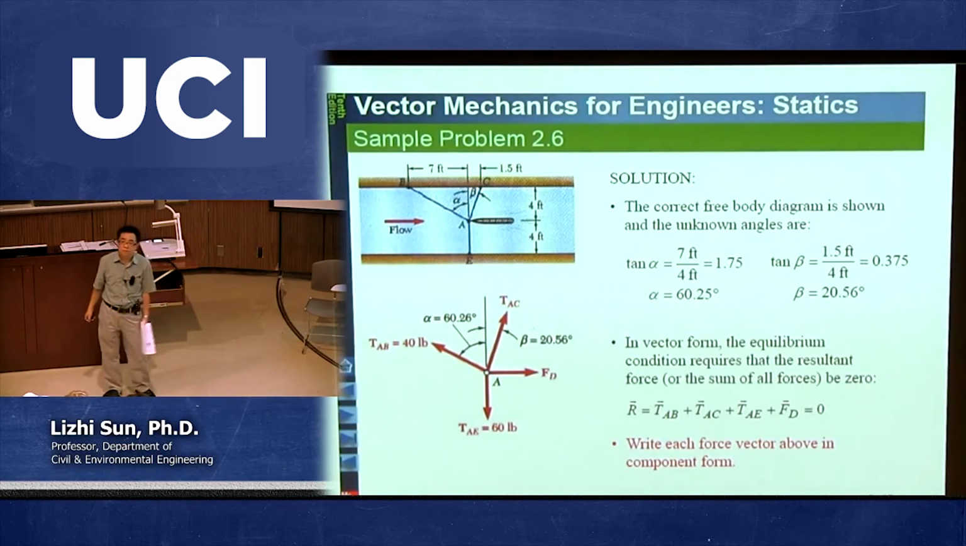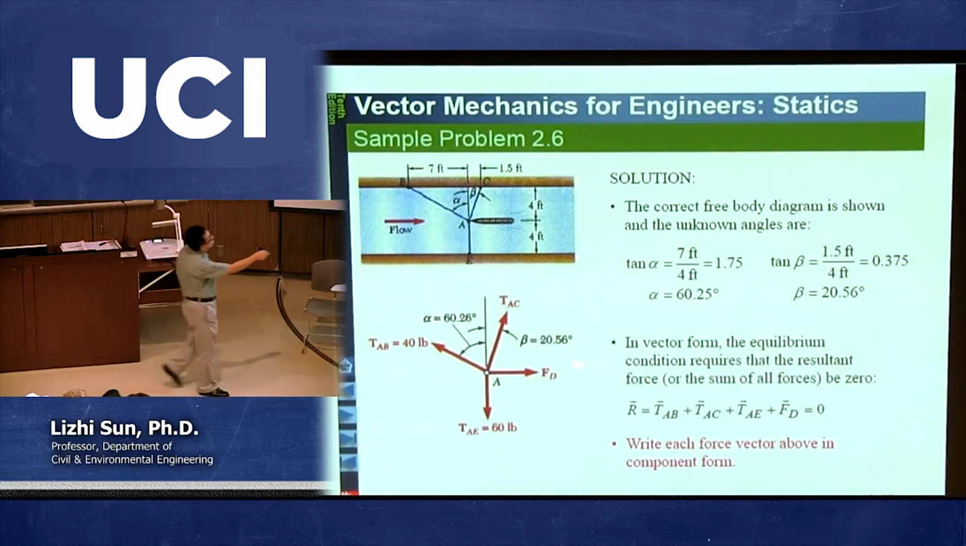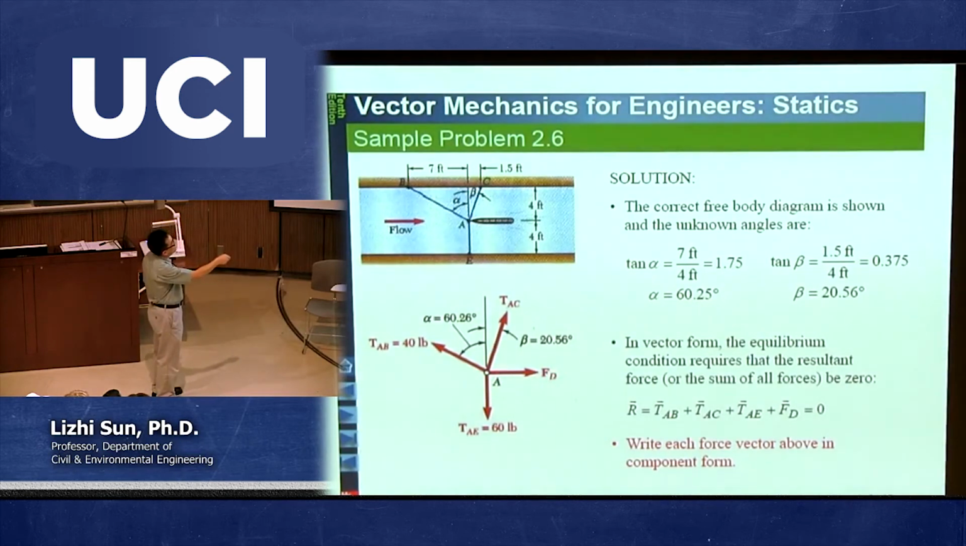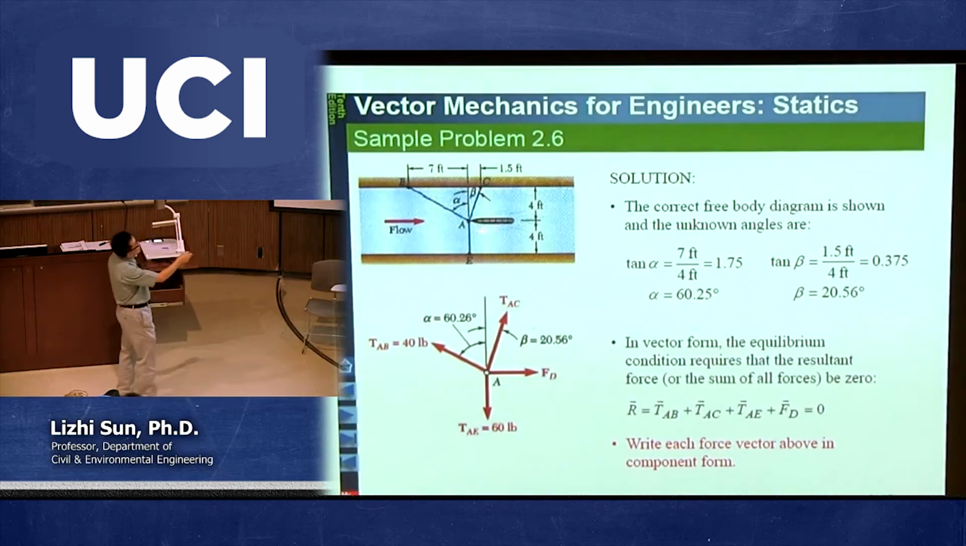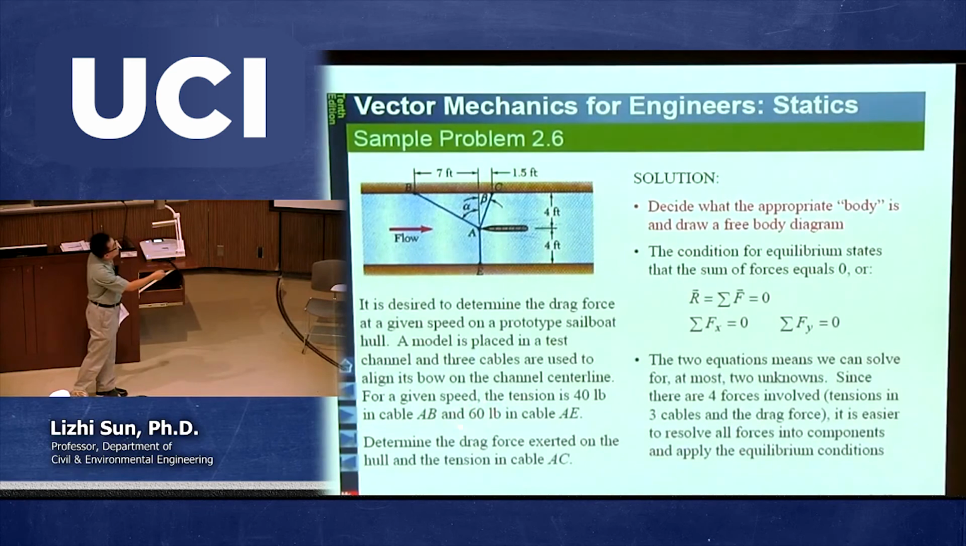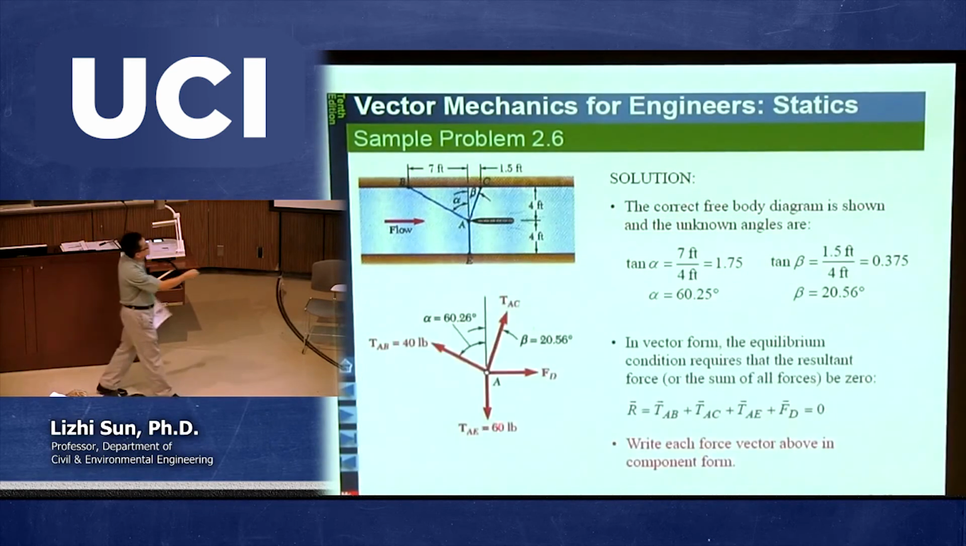We don't know the drag force, but that's fine. You use a symbol to represent it, since it is an unknown. You call it FD, the dragging force. We don't know its magnitude, but we know the direction, because it follows the center line. So we put this force here. Next, we have cable AE, which provides a force in the given AE direction. The magnitude of AE is 60 pounds. We know it, because they gave you 60 pounds in cable AE.